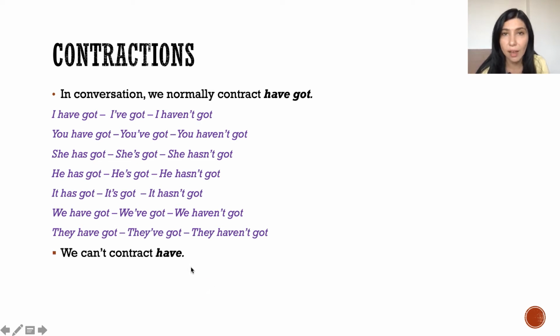We can't contract have, so instead of I have a car, you can't write I've a car, but you can say I've got a car or I've got a problem. Because when people speak, they speak quickly, so it becomes shorter.